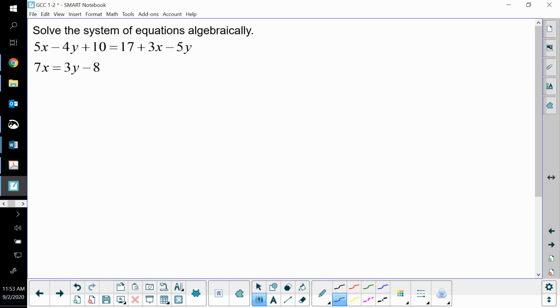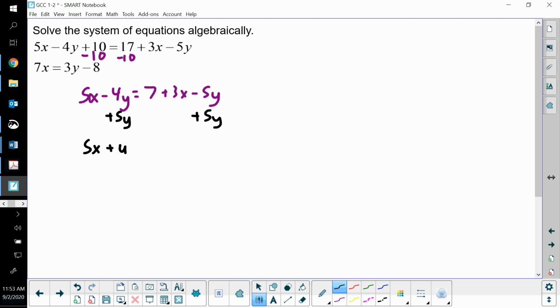So that means we've got to get the variables on the left in the first equation and the constants on the right. I'm going to start out by subtracting 10. So that'll give us 5x minus 4y equals 7 plus 3x minus 5y. Maybe I'll add the 5y over next. So that'll give us 5x plus y equals 7 plus 3x. Subtract the 3x from both sides, and you get 2x plus y is equal to 7.